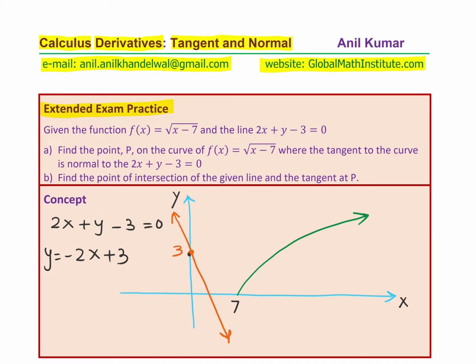What are we trying to find? We want a tangent which is normal to this, right? So normal, which means kind of like this. Do you see that? So that means making a 90 degree angle. That is what we want. And this is the point P which we are looking for. So I think you've got the concept, correct?